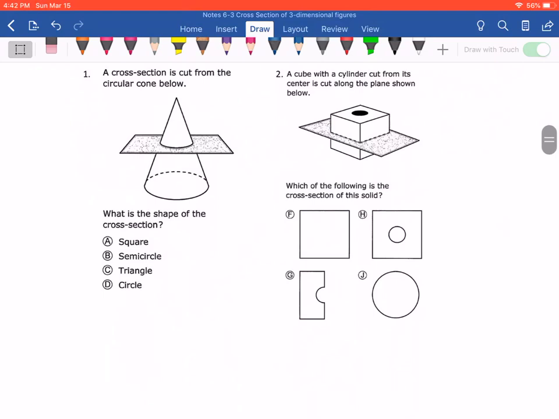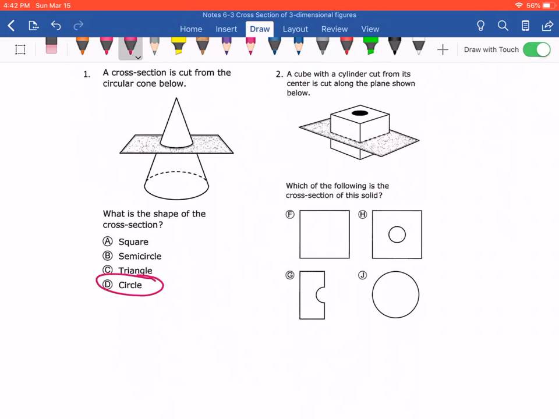In number one, it says a cross section is cut from the circular cone below. You might be wondering, what in the world is a cross section? Well, imagine you take an ice cream cone and you turn it upside down. Then you take a super sharp knife, that's going to be our plane, and you slice it through the ice cream cone. If you took the tip part of that cone off and you looked at the shape that was formed by slicing through the cone with the plane or the knife, what you would see is that a circle is formed at the intersection of that plane and that cone. That is your cross section. That is the shape that is made.